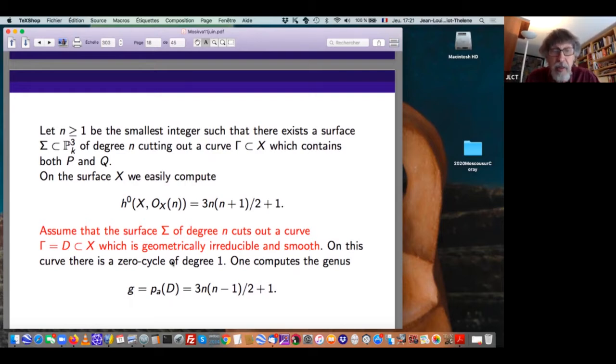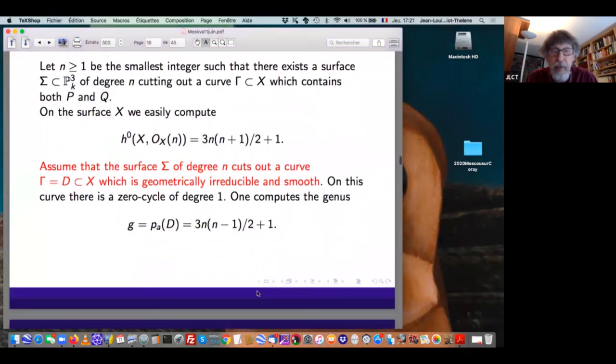On this curve, we have a point of degree d, which is prime to 3, and a point of degree 3. So we have a 0 cycle of degree 1. You compute the genus for that curve, and you find that it is 3n times n minus 1 over 2 plus 1. So here we had 3n times n plus 1 over 2 plus 1, and now we have 3n times n minus 1 over 2 plus 1.